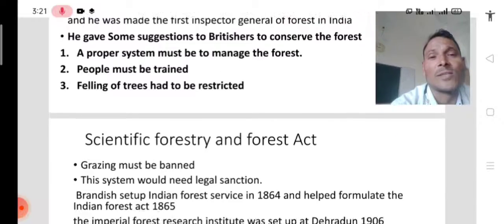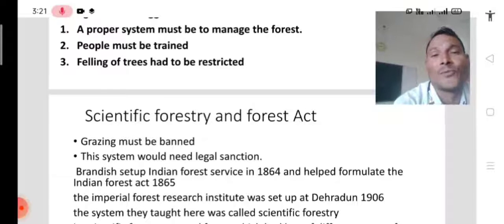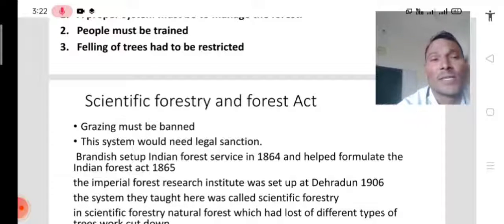Next is scientific management, meaning felling of trees had to be restricted. If we restrict the tribal communities who cut down the forest and take timber from it, we could save the forest. Such suggestions were given by him. He started scientific forestry in India.